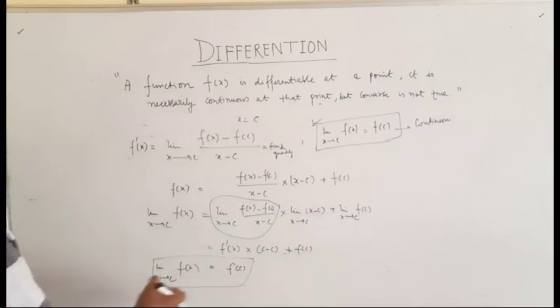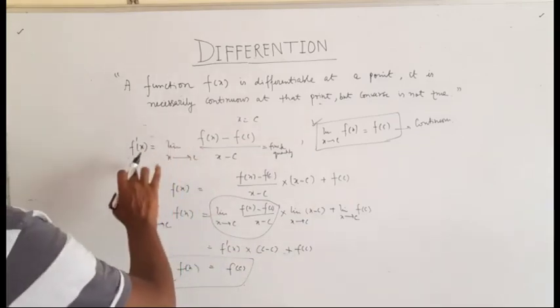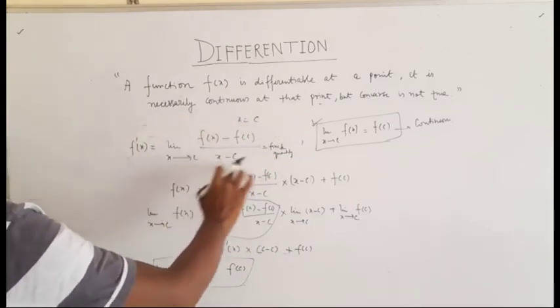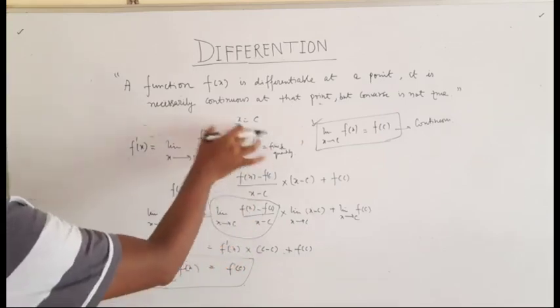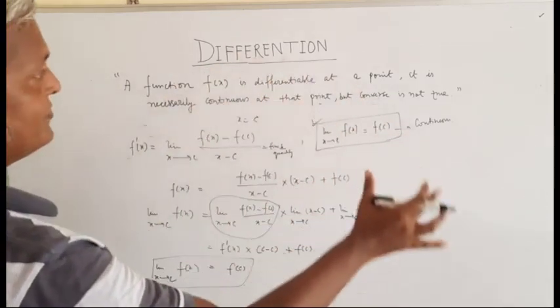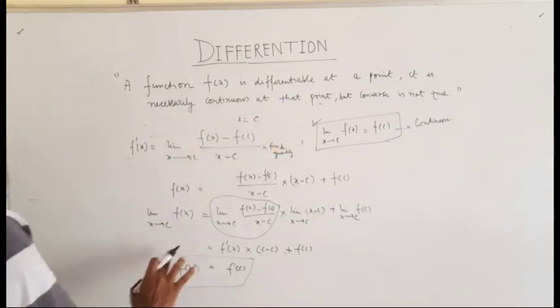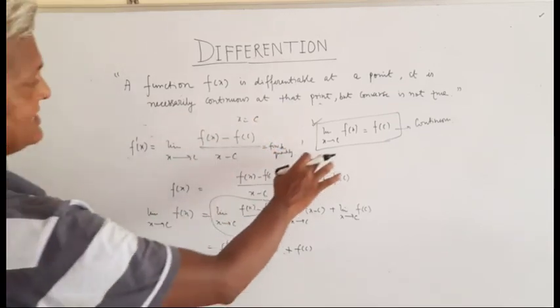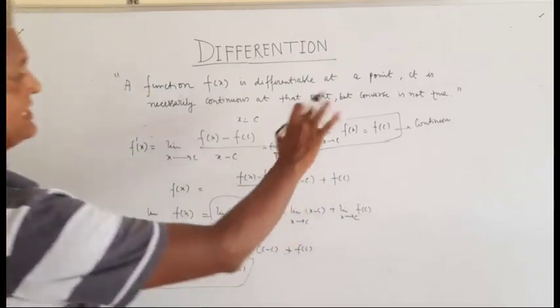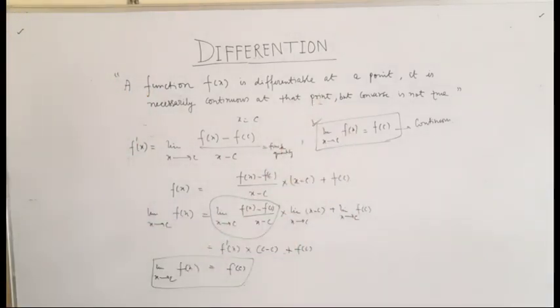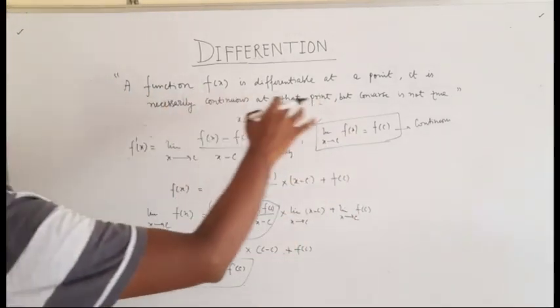By proving this, I proved that a differentiable function is continuous, because I have used the differentiability precisely here. Using this information, I assumed that my function was differentiable at the point x equal to c, and then I was able to prove that the limit as x tends to c of f(x) is f(c), meaning this function is continuous. So we can say that this statement is properly true.